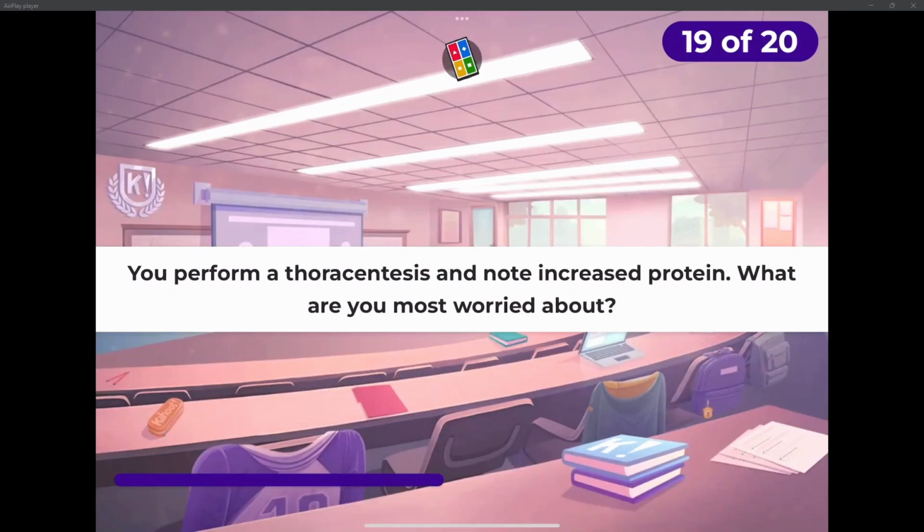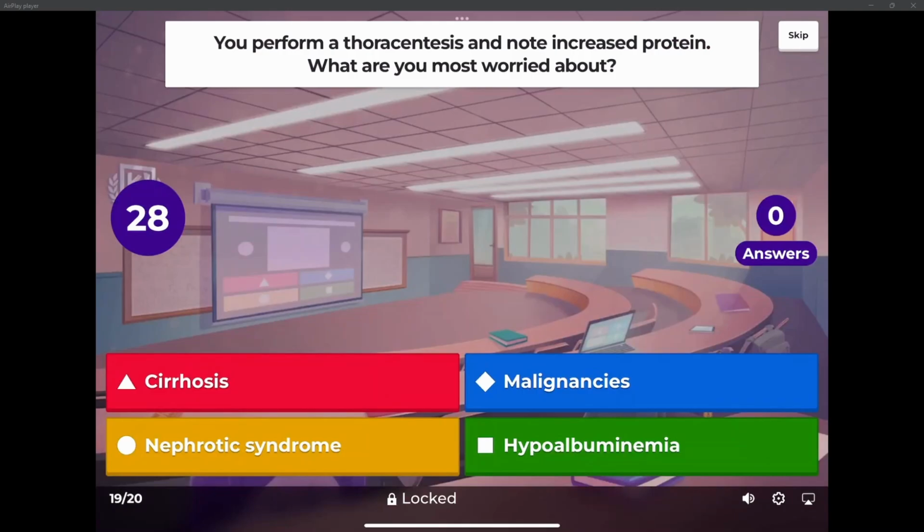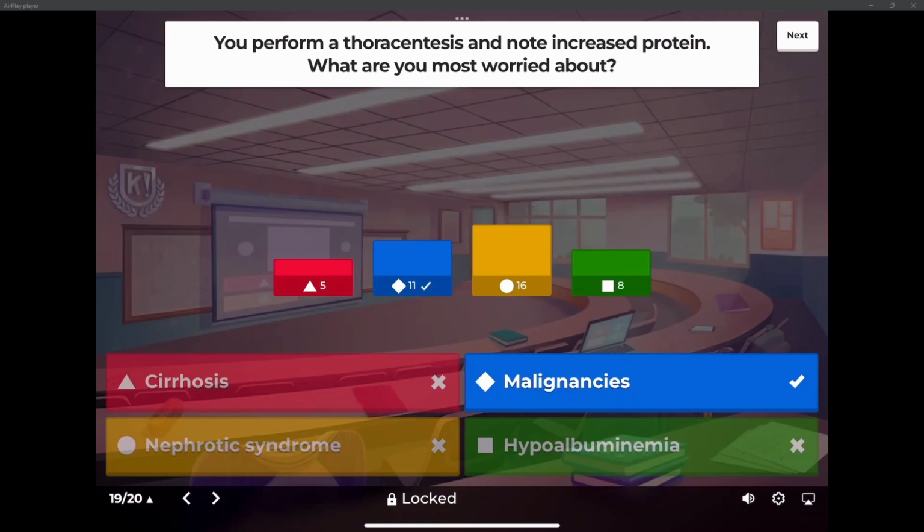Okay, you perform a thoracentesis, which is when you put a needle into the pleural space and you pull fluid out. So we're pulling out a fluid. It could be a transudate, it could be an exudate, but I'm telling you in the question that you note increased protein in that fluid. So increased protein, is that going to be an exudate or a transudate? That's an exudate. So now that I know that's an exudate, which of those goes along with what an exudate will be? Malignancies. So remember, whenever you see an exudate, think cancer, something wrong is going on.